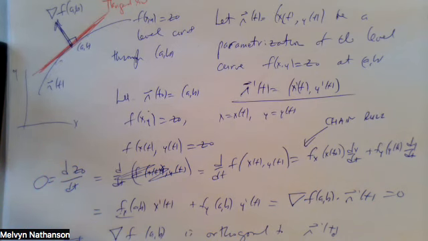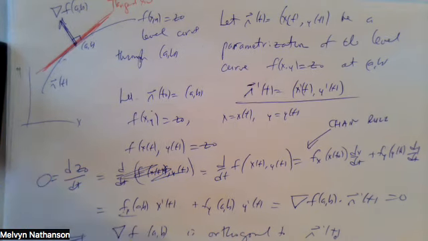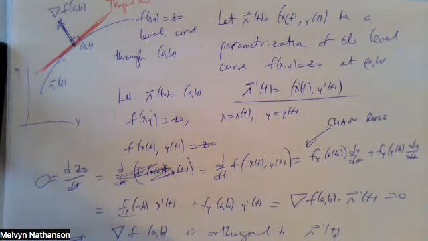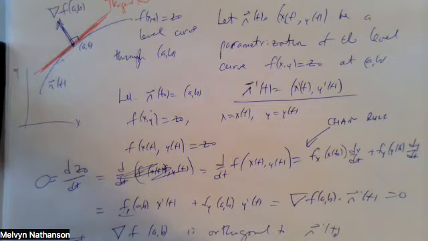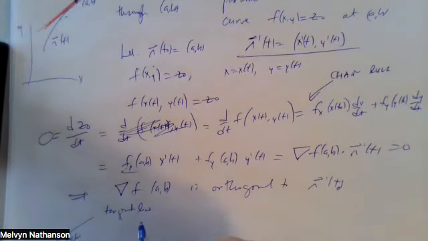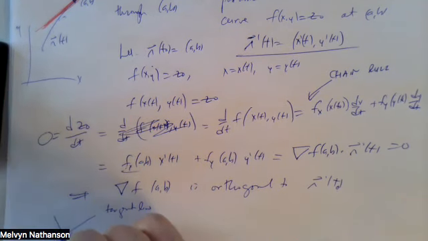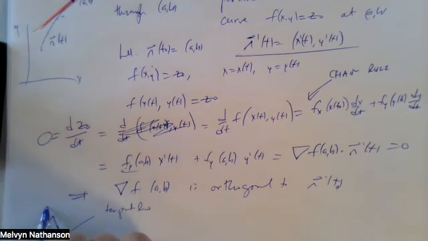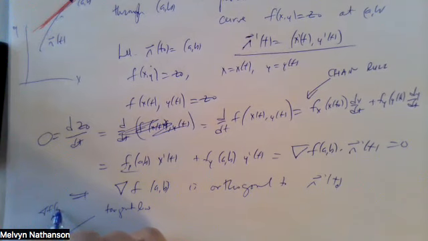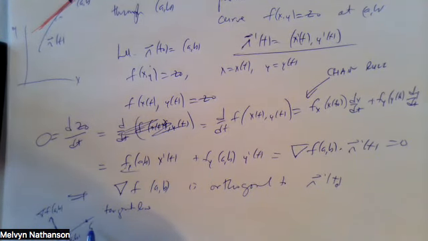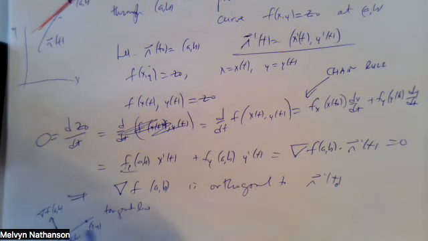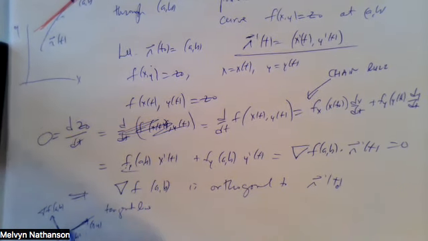So what does that say? Here we have (a, b). This is the tangent line to the level curve at (a, b). Here we have the gradient at (a, b), and these are perpendicular. So if I take a point (x, y) on the tangent line, this vector is perpendicular to this vector.